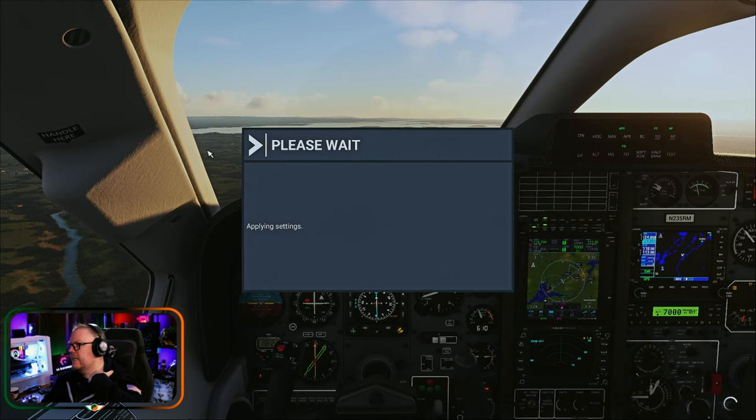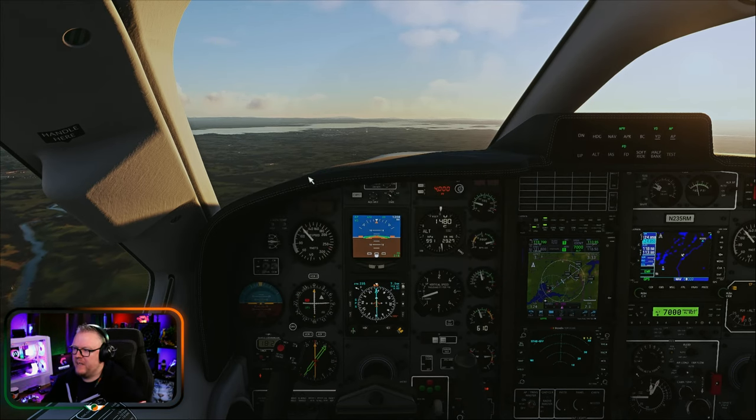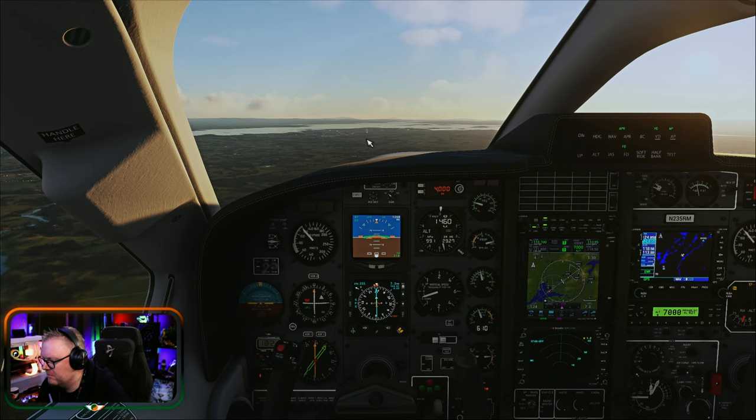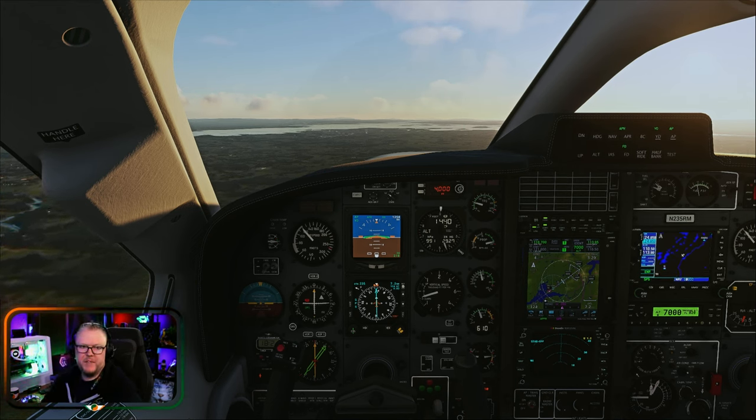Get me multiplier turned on here just for me scope. Now, speed is good. Distance, what are we? 7 miles. First notch of flaps.